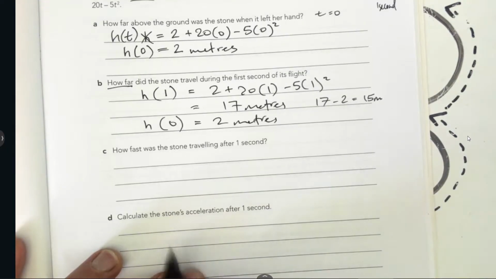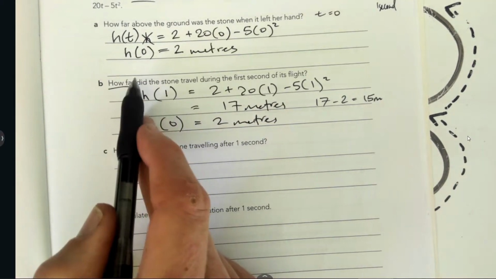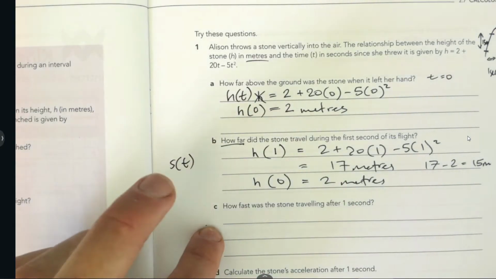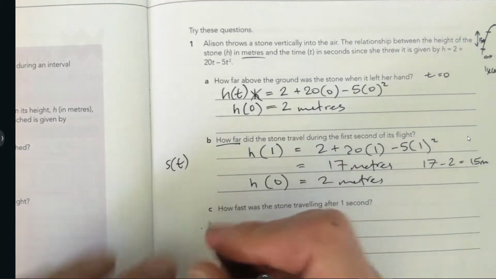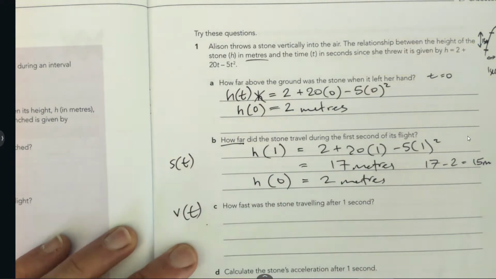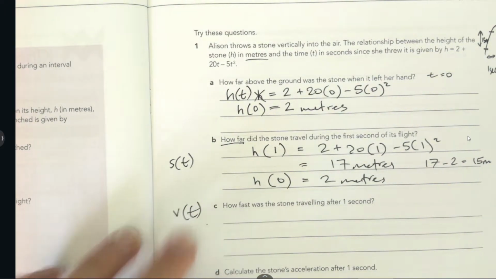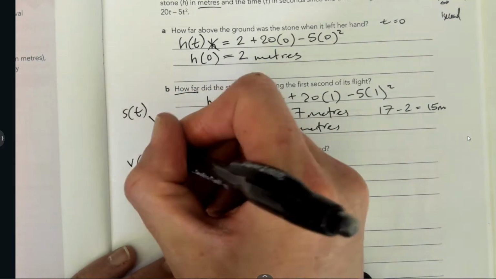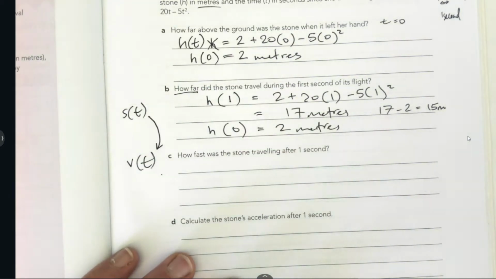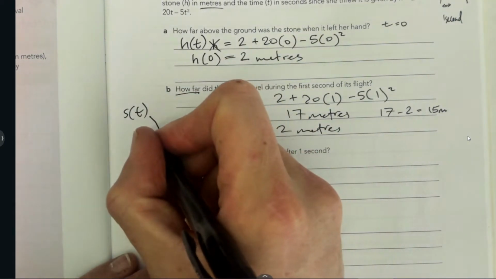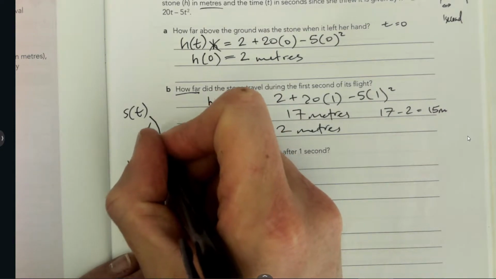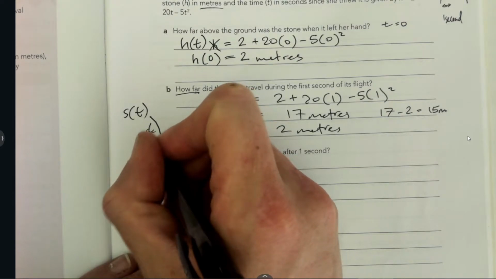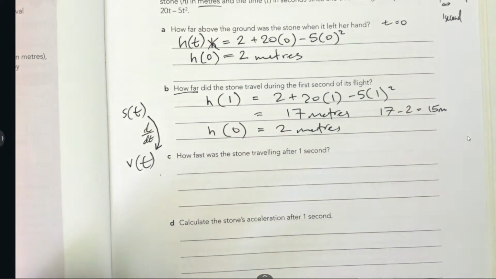Okay, let's keep going. How fast? Not how far, because how far is all about s of t, which is displacement, whereas how fast is measured by velocity. So we're looking at v of t at this point. How fast was the stone traveling after 1 second? How do we get from s of t to v of t? This is going to be differentiation. I'm just going to write d by dt. That just means differentiation in regard to t.